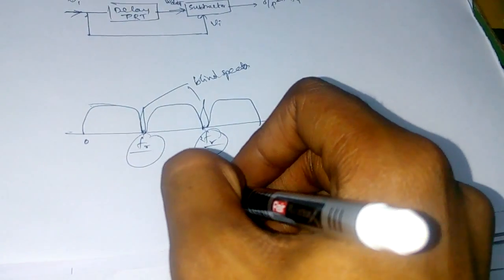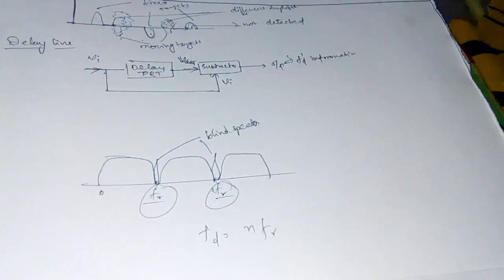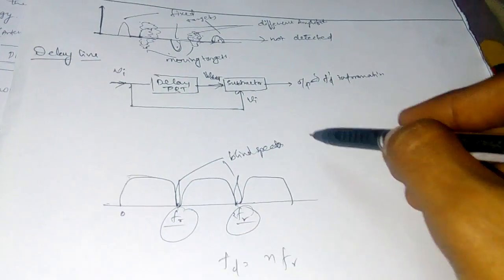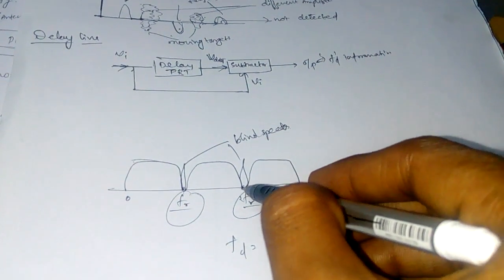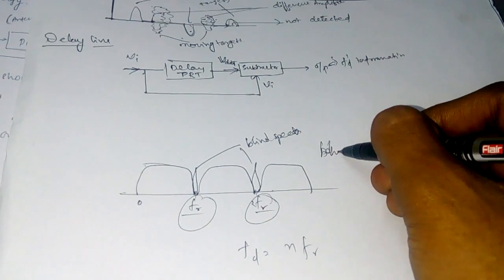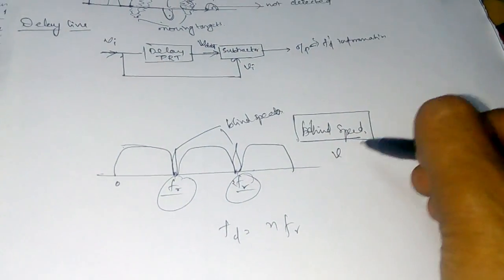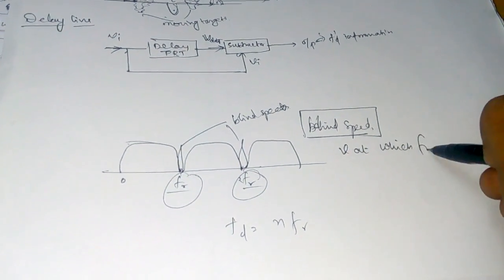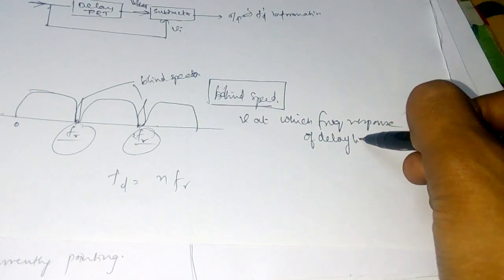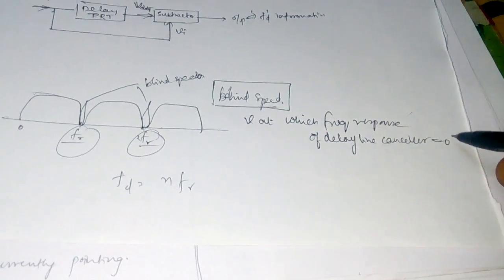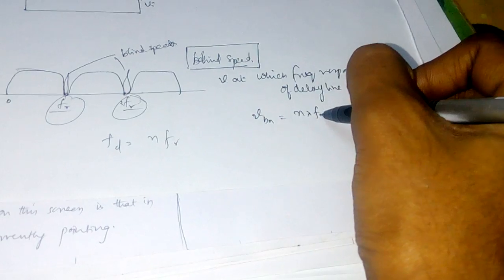So the frequencies whose Doppler frequencies are n times FR are eliminated. It has 0 response. Now the velocity at which the frequency response of the delay line canceller becomes 0 is called blind speed. It is given by the equation n lambda FR by 2.